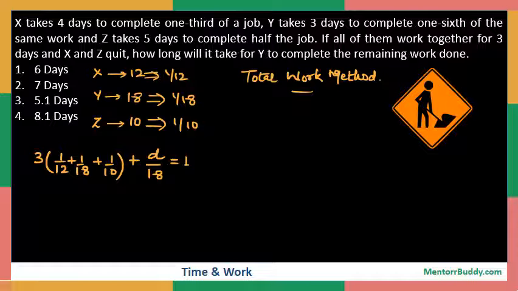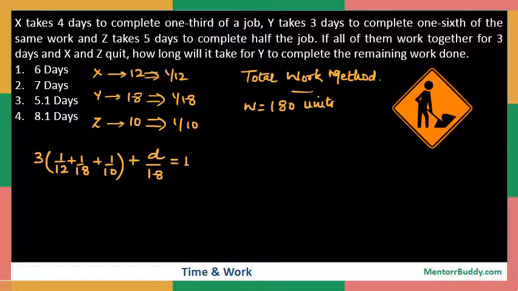Since we have already got the values, X can do the work in 12 days, Y can do the same job in 18 days, Z can do the same job in 10 days. I can easily assume that the total work is 180 units, which is nothing but an assumption of the total work, which is a multiple of 12, 18 and 10. So I've just assumed a value of work as 180 units.